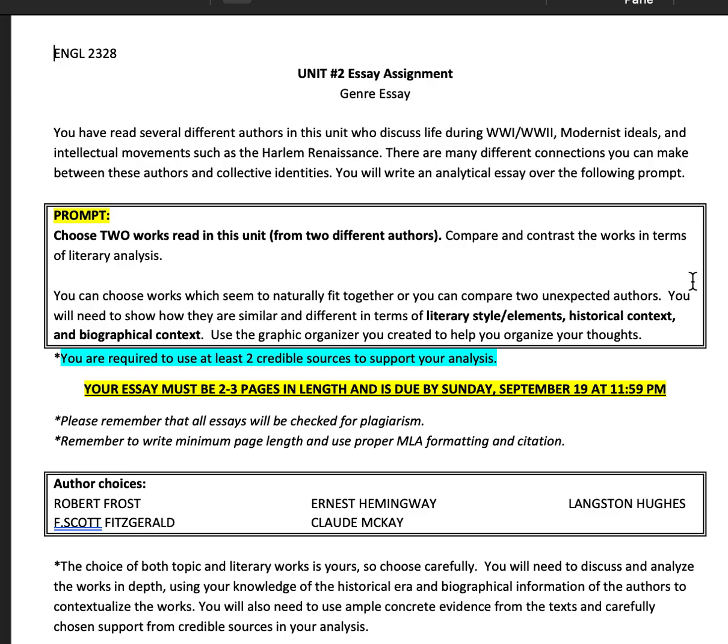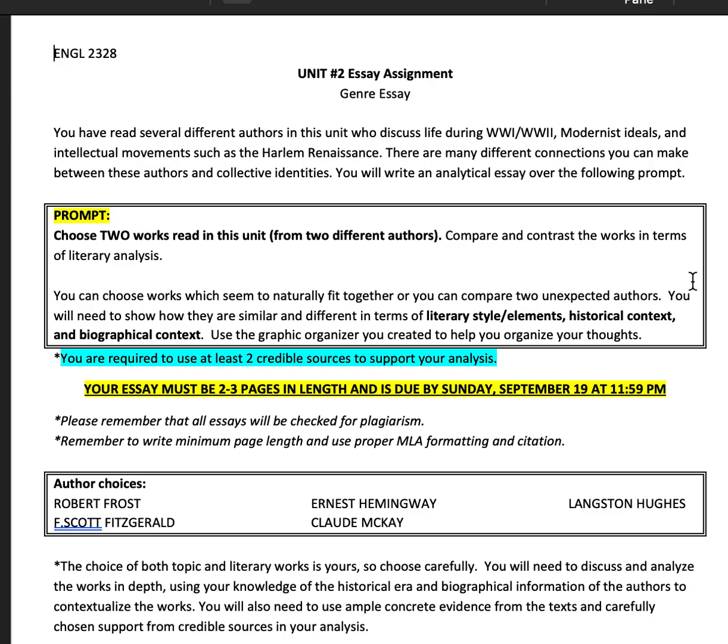Your essay does need to be 2 to 3 pages in length and is due by Sunday, September 9th at 11:59 p.m. This is a little bit shorter just because we do only have 2 weeks in this unit. So I know I'm kind of making it a bit jam-packed, but I want you guys to write enough that it feels like you're comprehensively analyzing both poems. So try not to shortchange one poem or the other. You want to kind of give them equal weight and value and treatment in your analysis.